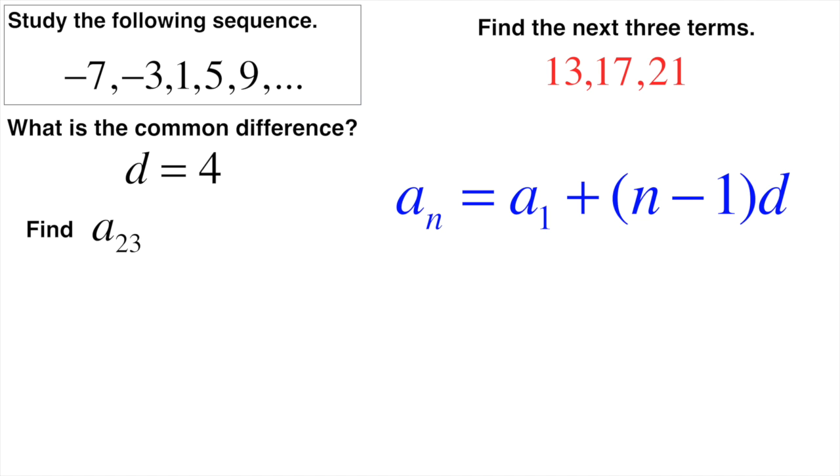This is a very, very handy formula. Let's start plugging in information that we know. We are looking for A of 23, so I'm going to plug that in right here. We don't know what A of 23 is yet.